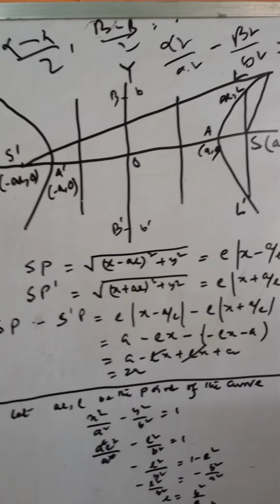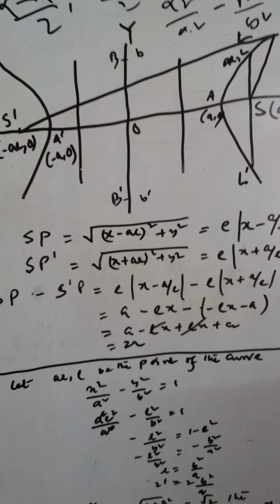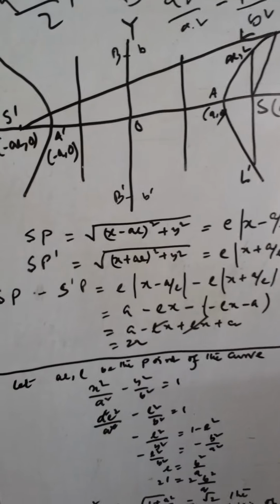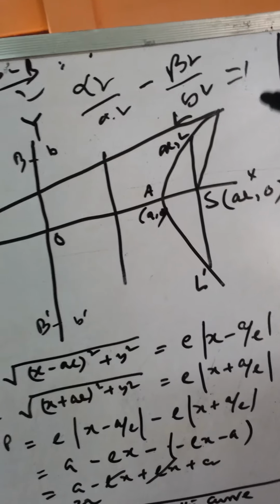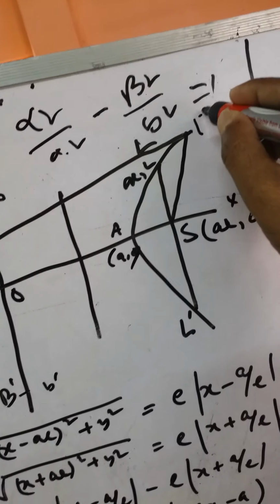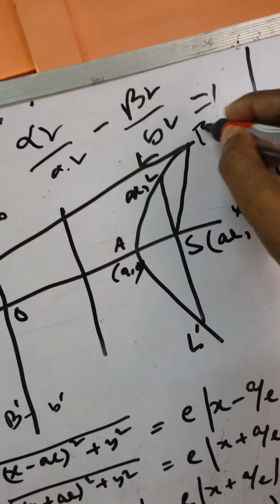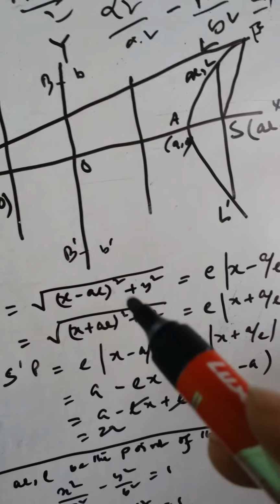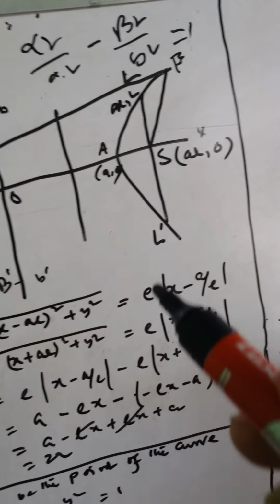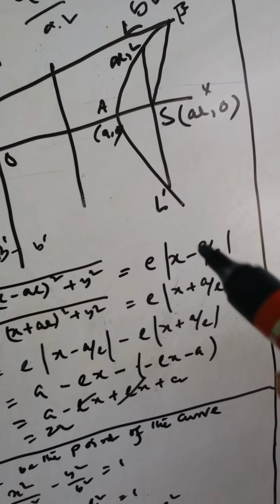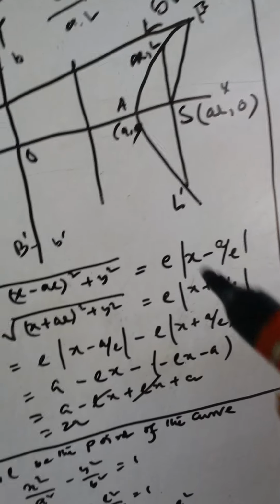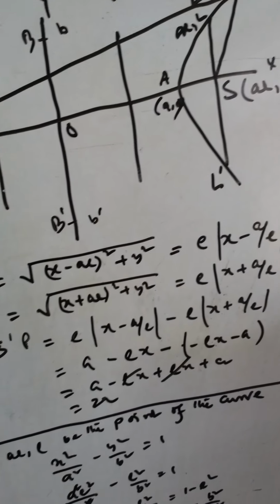Now I am proving SP minus S dash P is always 2a. Why? That is SP. SP equal to root of x minus a whole square plus y square. That is equal to e into x minus a by e. This is the distance from the directrix multiplied by e.